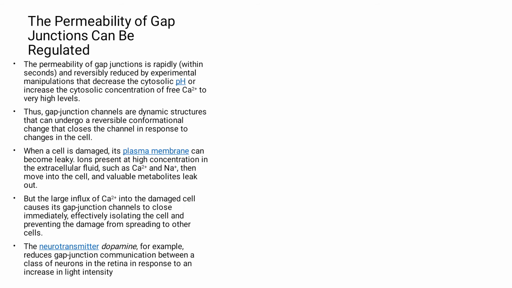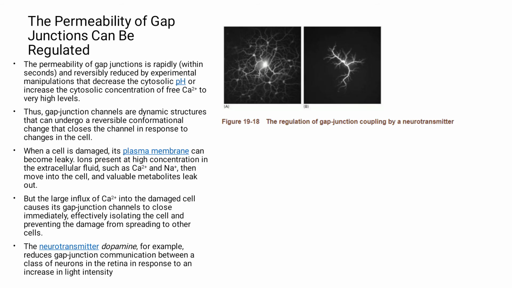Gap junction communication can also be regulated by extracellular signals. The neurotransmitter dopamine, for example, reduces gap junction communication between a class of neurons in the retina in response to an increase in light intensity. This reduction in gap junction permeability helps the retina switch from using rod photoreceptors, which are good detectors of low light, to cone photoreceptors, which detect color and fine detail in bright light. So in this figure 19-18, the regulation of gap junction coupling by a neurotransmitter.